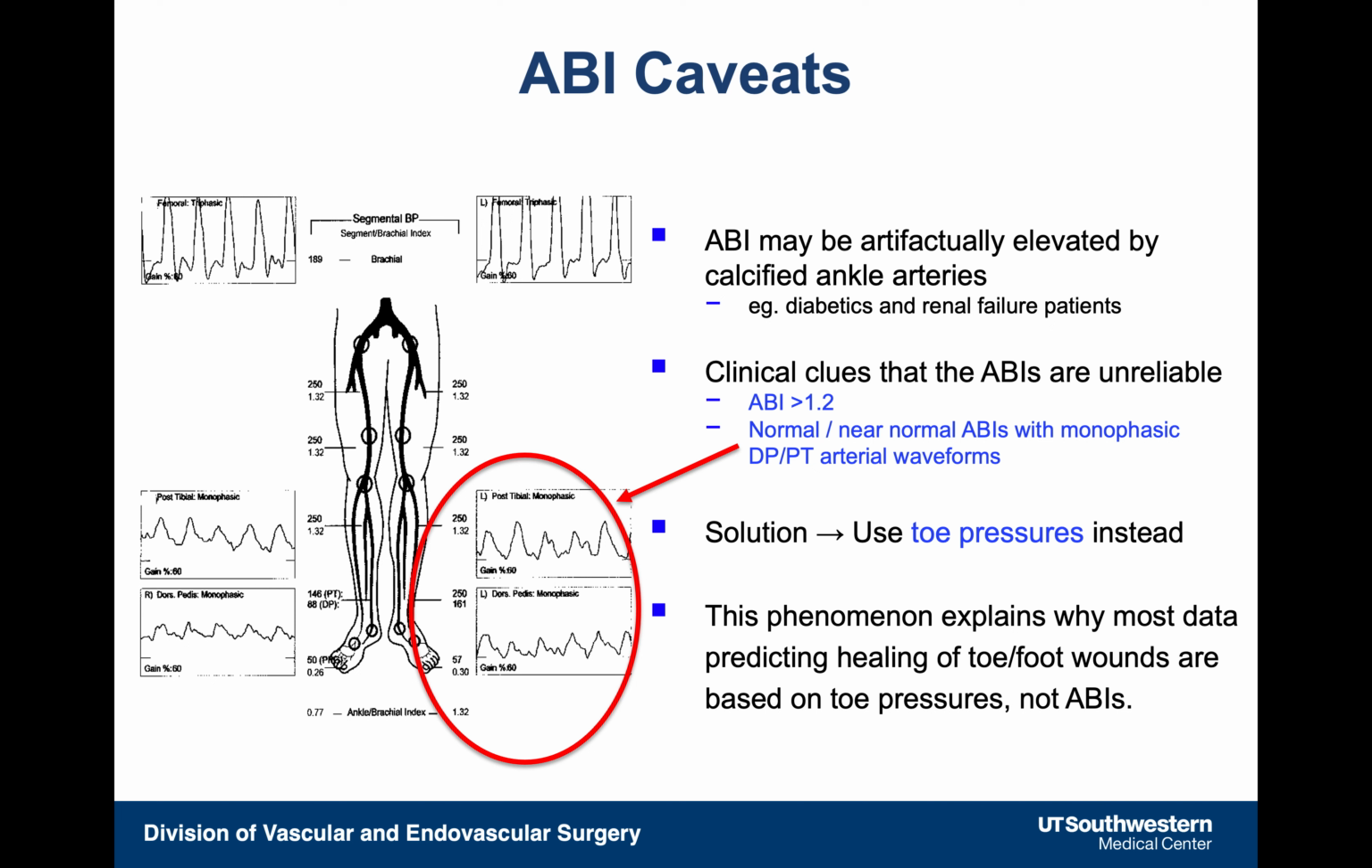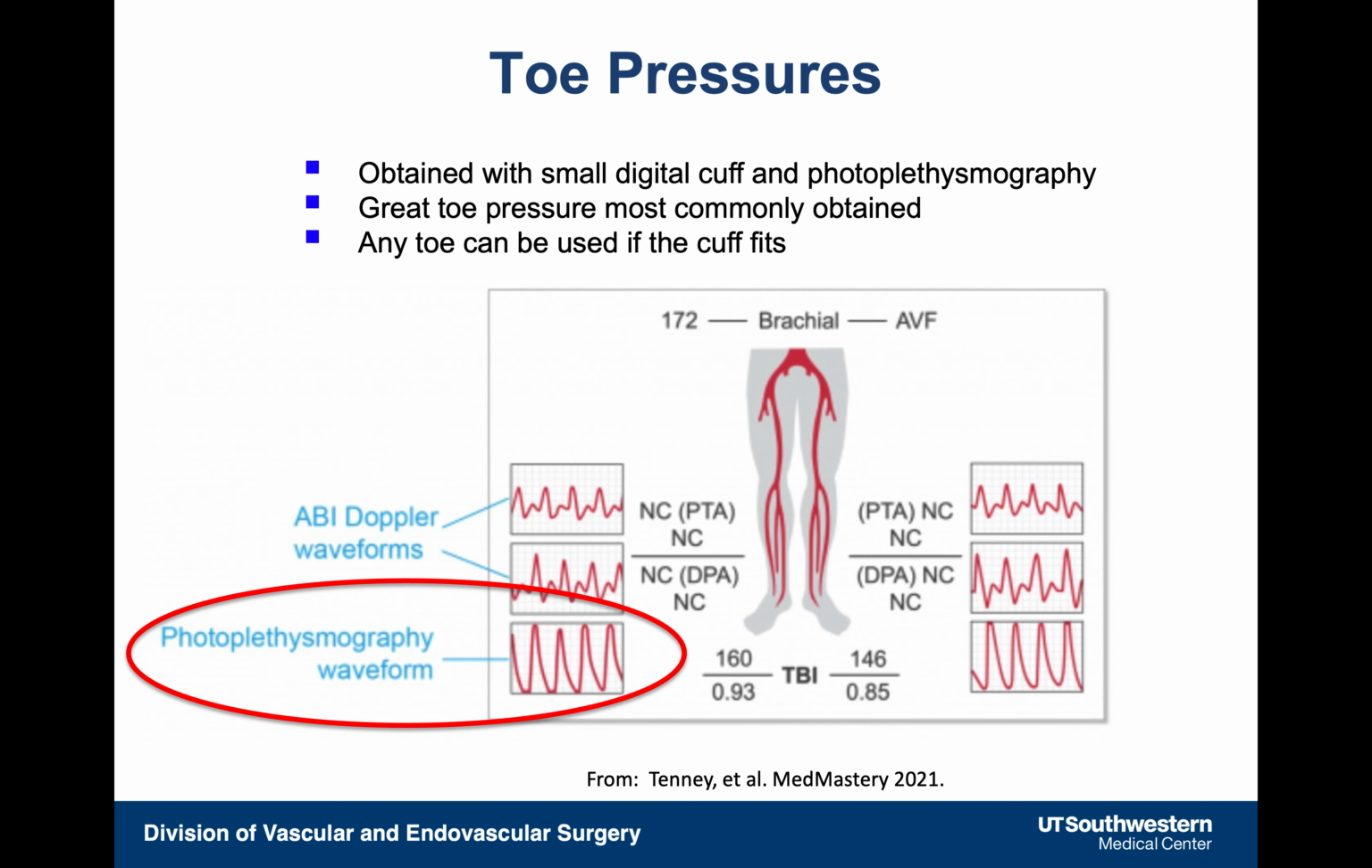Now, I will note that this phenomenon is really what explains why most of the clinical trials that were determined prediction of healing of toe and forefoot wounds were based on toe pressures, not ankle brachial indices, because in many patients, ankle brachial indices are simply not reliable, especially in patients who are diabetics or have renal failure. So a little bit about toe pressures.